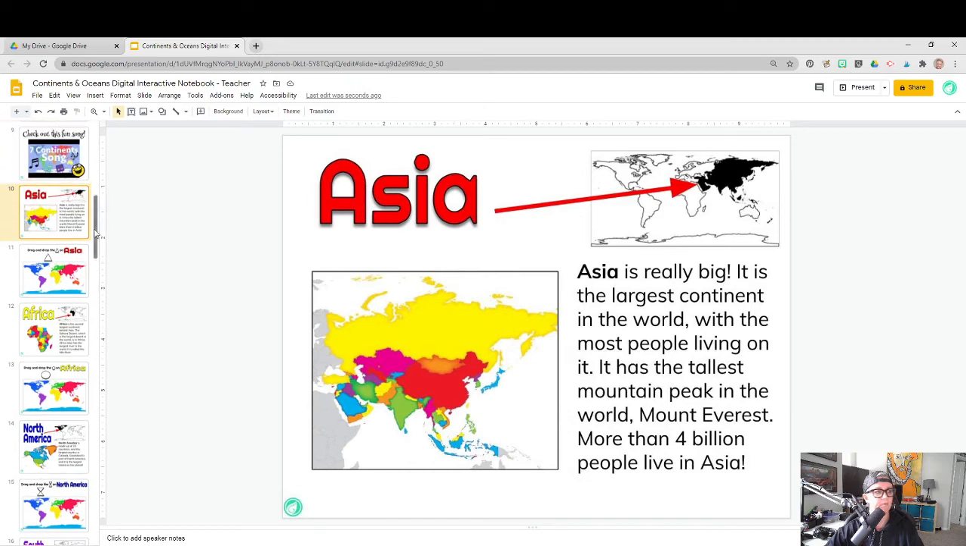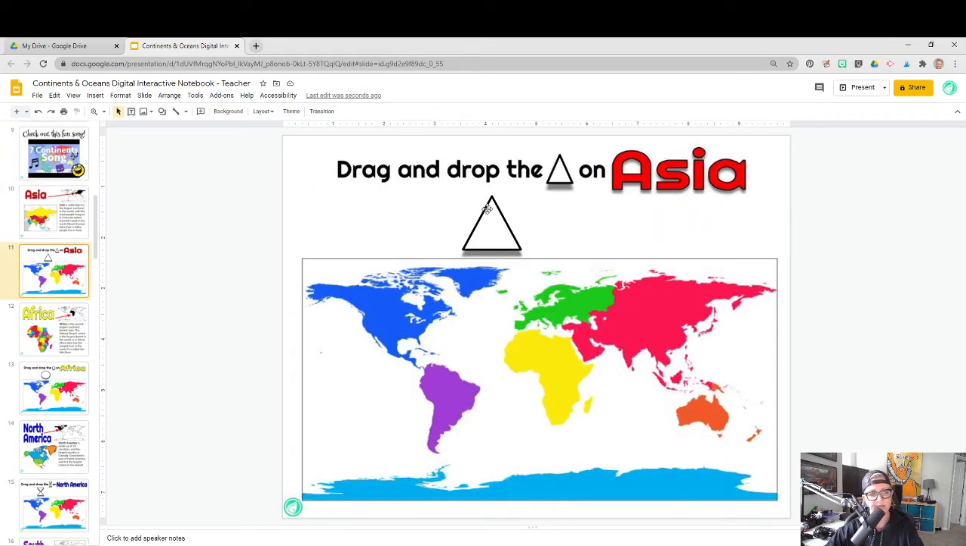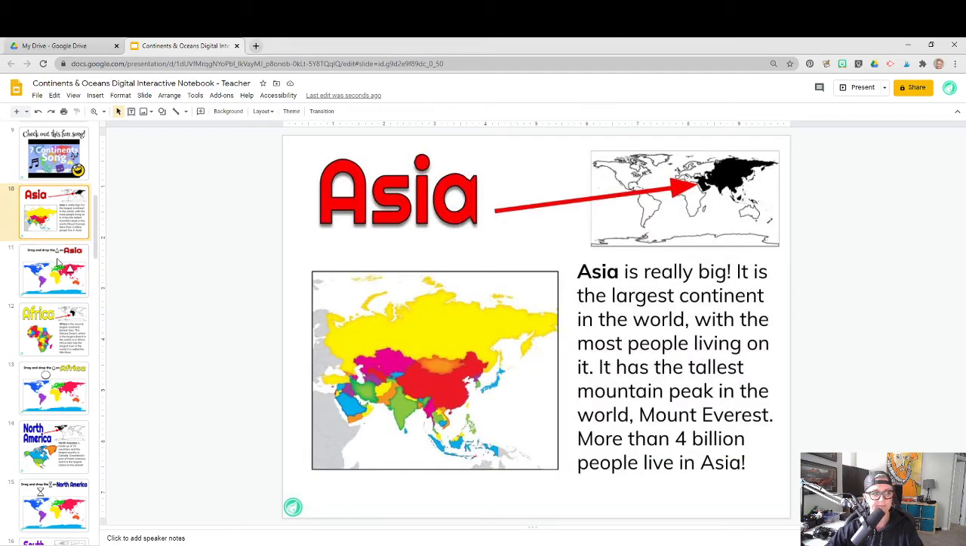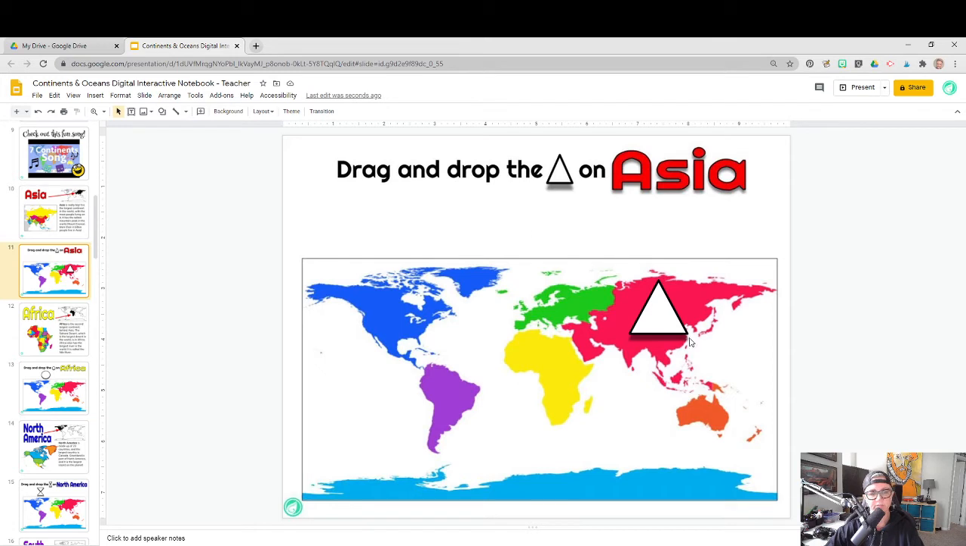And then after each continent, I will have an interactive piece. Seems pretty simple. It says drag and drop the triangle on Asia. But again, this is making the students interact and engage with the information that they just learned in the previous slide, right? It's so easy to just look at information and not really pay attention, but having a student move a shape onto the actual continent makes them pay attention to where they're going and where that continent is.